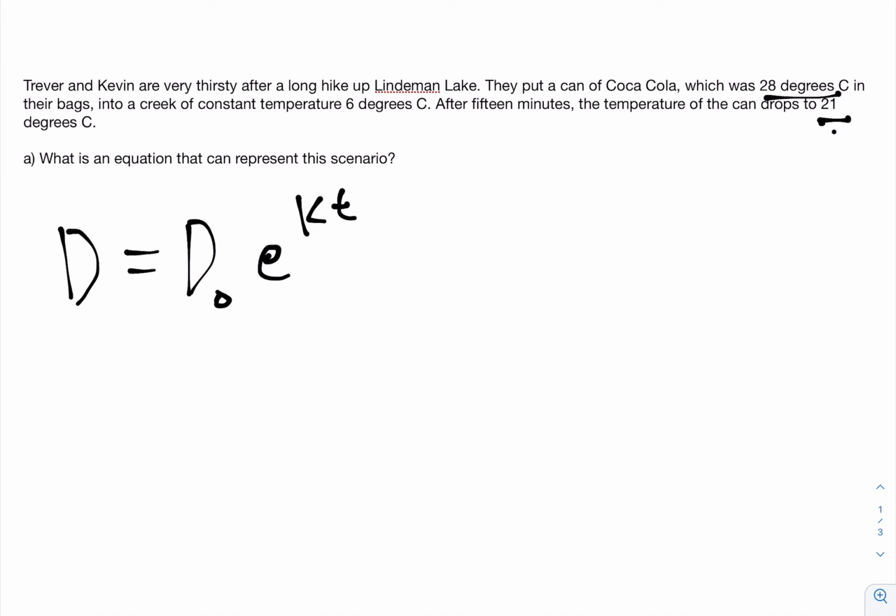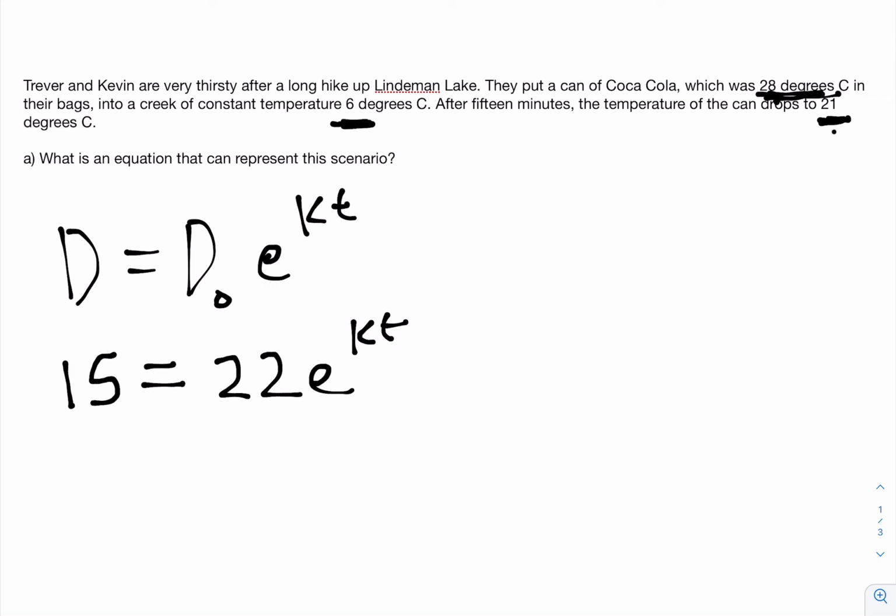Right. So if it's 21 at the end and the creek is 6 degrees, that means the difference between the two will be 15, right? 21 minus 6. Okay. So 15 equals, what's the initial difference? Well, the initial temperature of the Coca-Cola was 28, and the creek is always 6 degrees. So 28 minus 6, that's 22, times e to the power of kt, right?